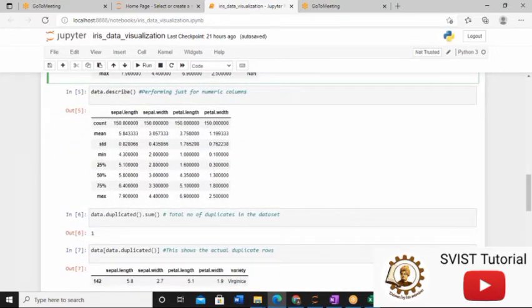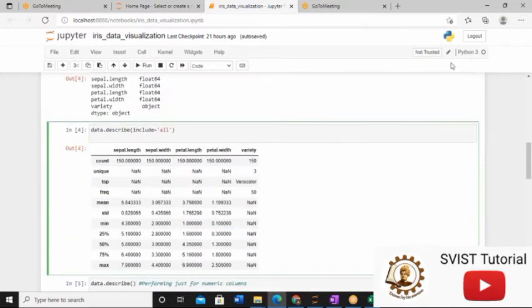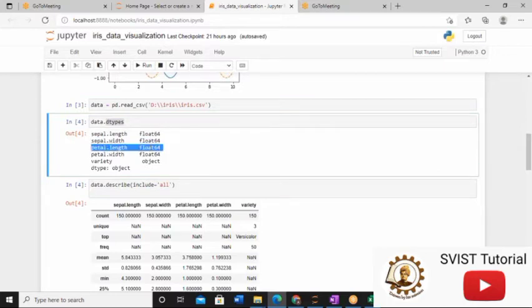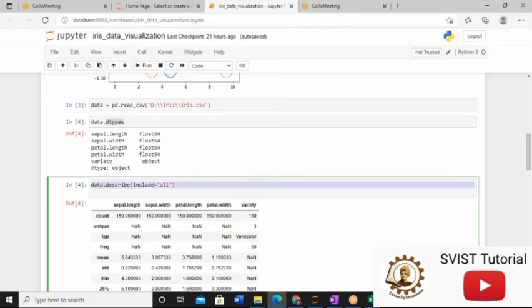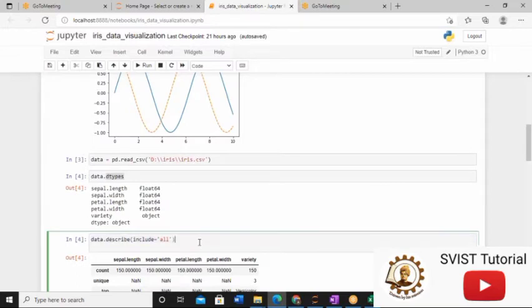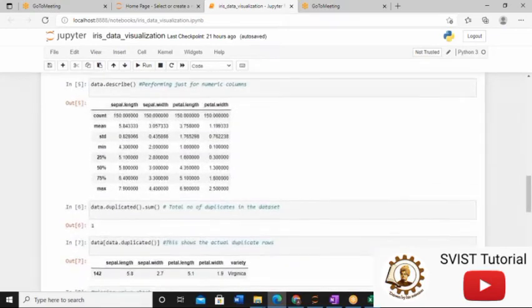So you can take any data from the UCI machine learning repository and go and check. And also I will tell you one point. Before using the describe function, it is mandatory to use dtypes, because dtypes will return the data types of your individual columns. By visualizing this, you can understand which kind of describe function you have to use, this one or this one. So that's why dtypes comes before the describe function. This is the very basic concept.